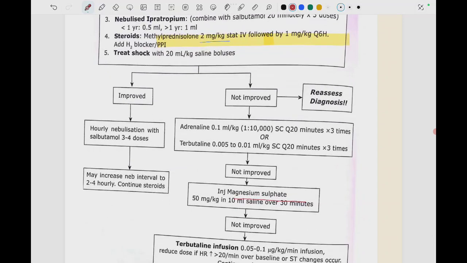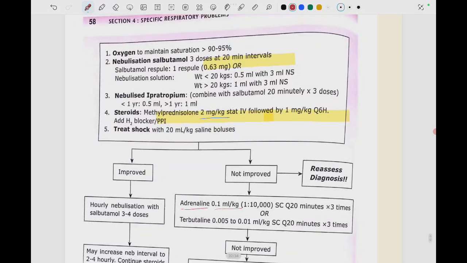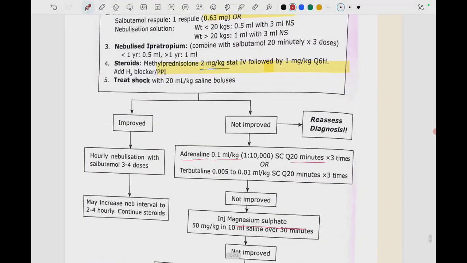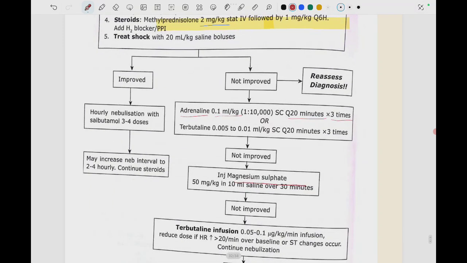And even after being reassessed, if we suspect that it is status asthmaticus, then we can give adrenaline at the dose of 0.1 ml per kg in 1:10,000 dilution subcutaneously every 20 minutes, like we were giving the nebulization every 20 minutes. This also we can give every 20 minutes till 3 times. Okay, 0.1 ml per kg. This is the same dose that we give in neonatal resuscitation also.